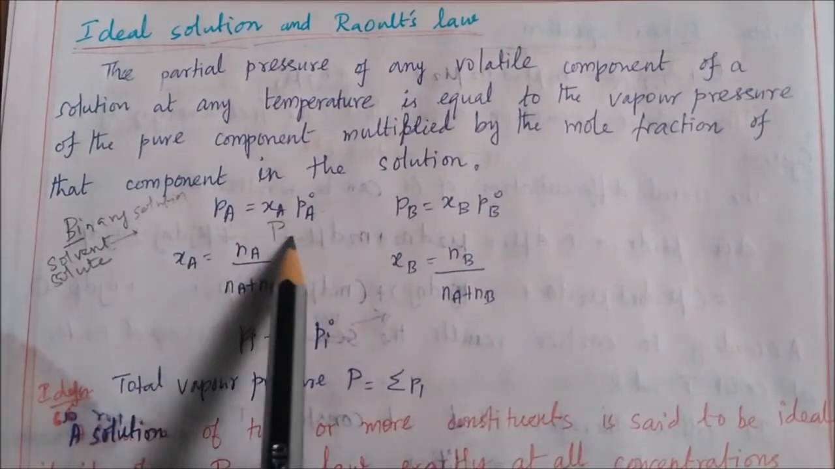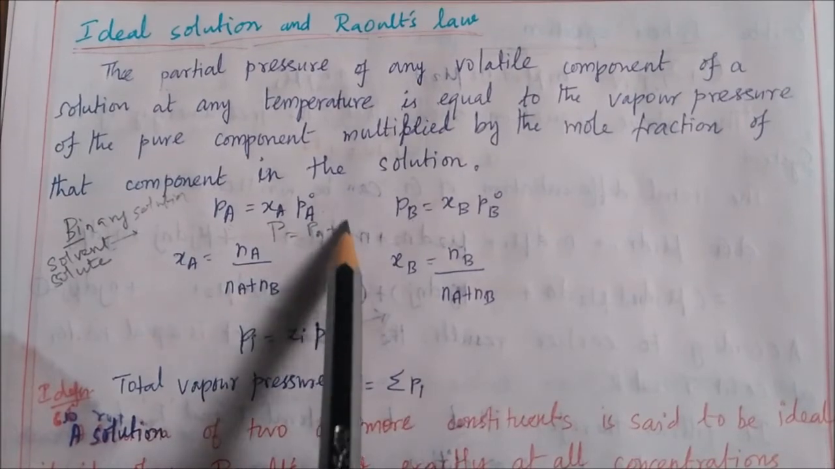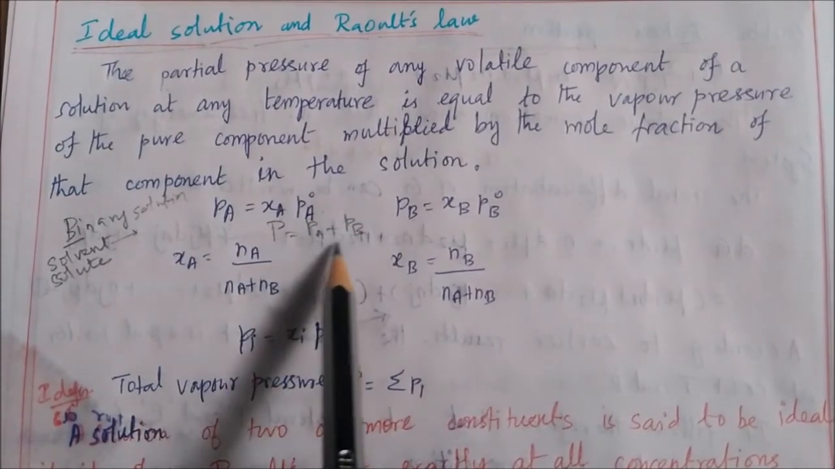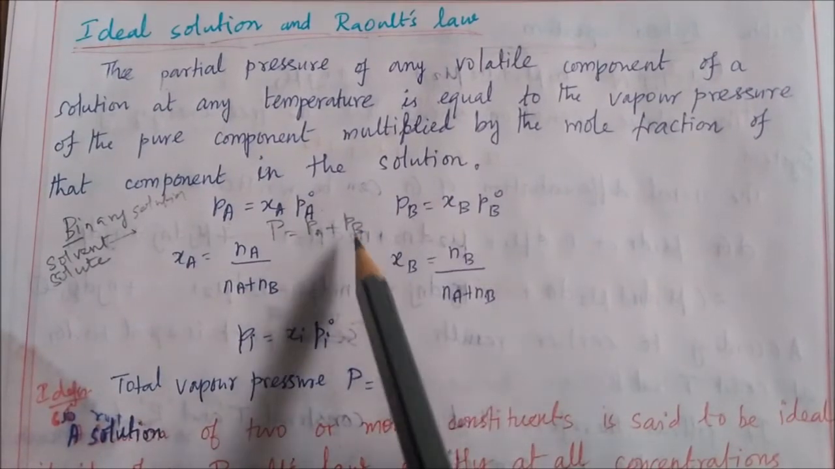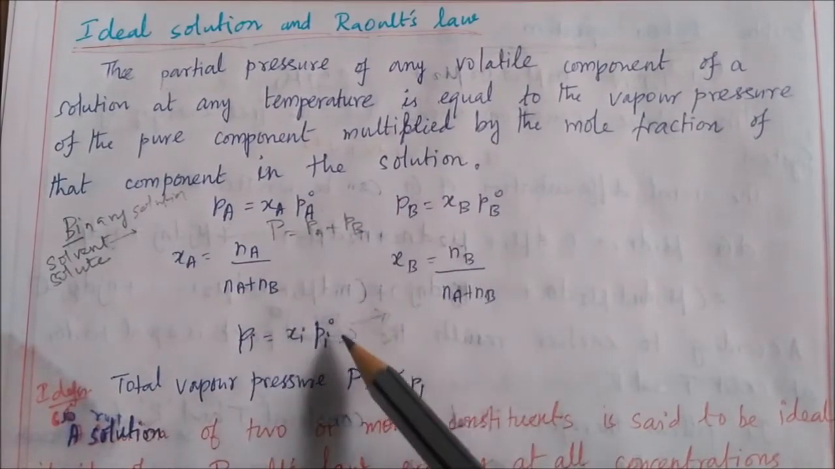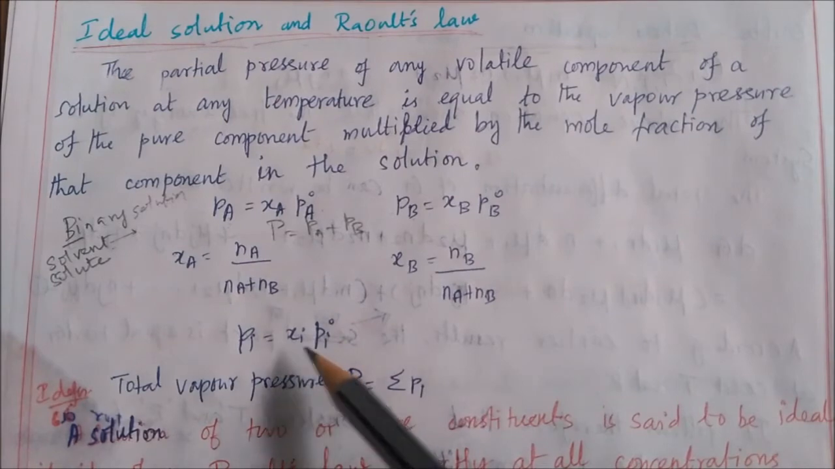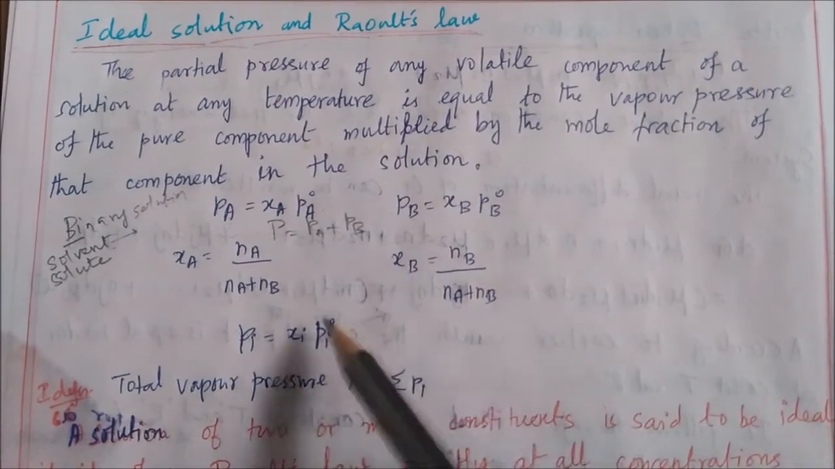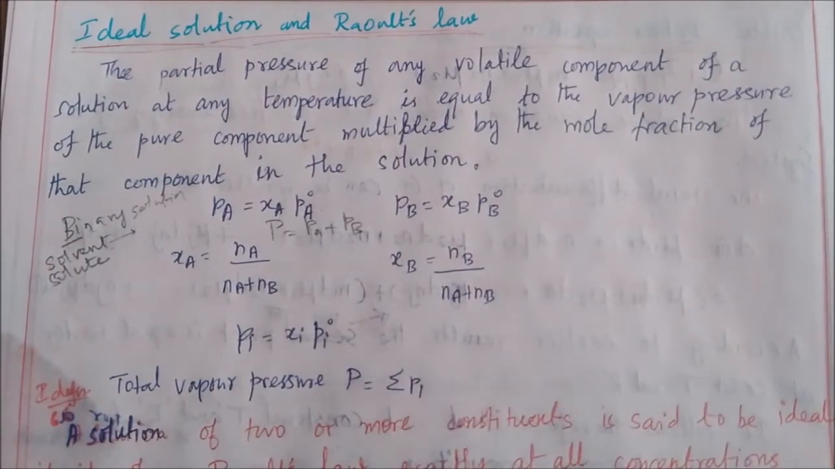After adding, the total pressure can be equated. P is equal to total Pa plus Pb. This may be derived like this, and when we are adding, we should know the values, and it may be simplified to a further value. Pi is equal to Xi into Pi0. That is a derivation.